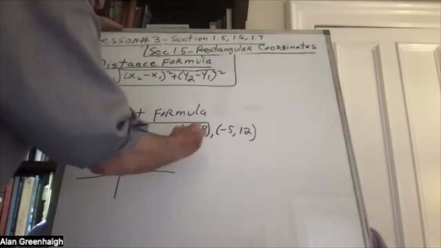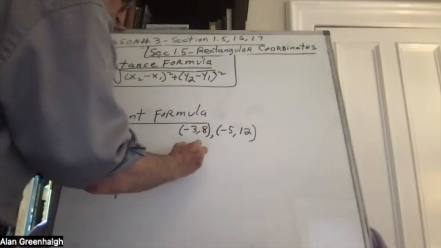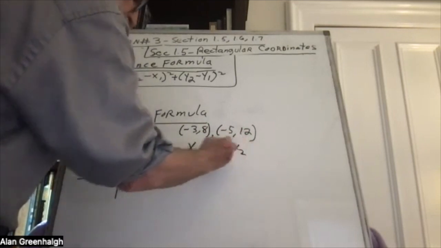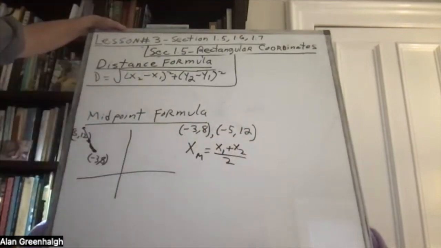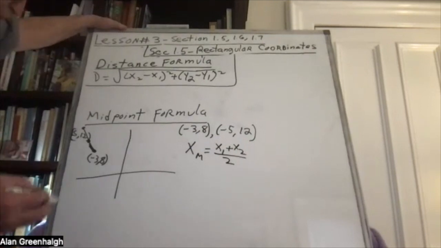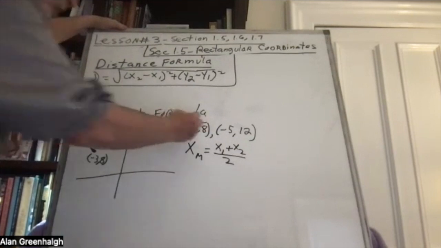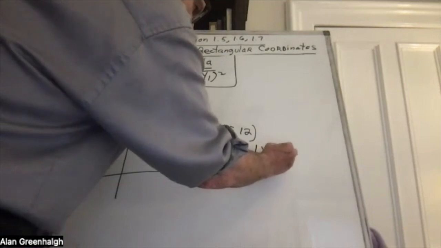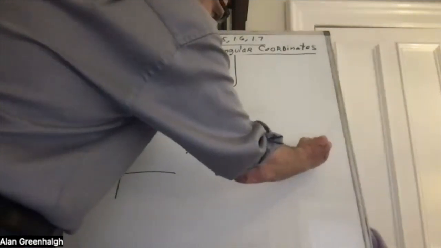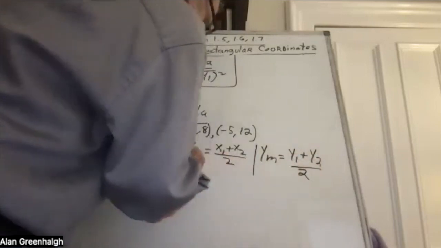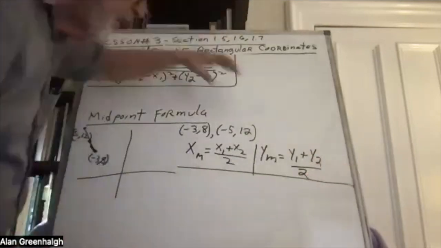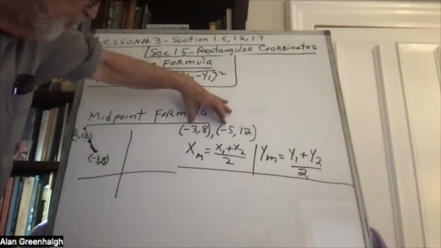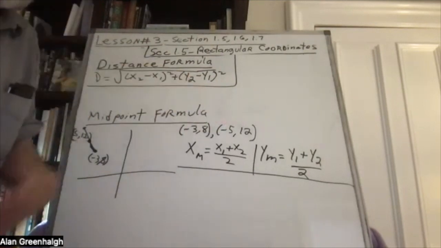And here's the formula. The formula states that the x coordinate of the midpoint would be equal to adding up the two values of x and dividing by 2. The midpoint is like finding the average. You're finding the average between two values of x. The y coordinate of the midpoint will be y1 plus y2 over 2. Again, you're finding the average of the two values of y, and you're finding the average of the two values of x. How do you find an average?